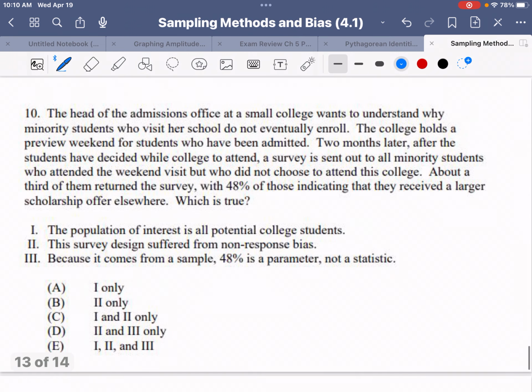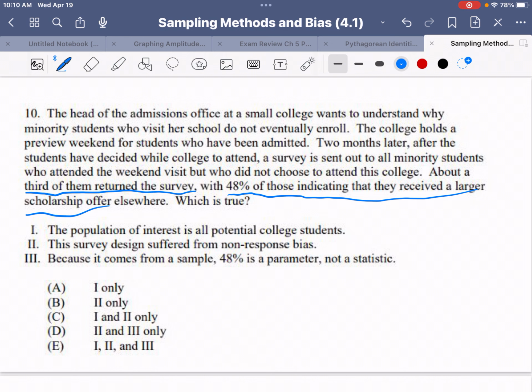The head of the admissions office at a small college wants to understand why minority students who visit her school do not eventually enroll. The college holds a preview weekend for students who have been admitted. 2 months later, after the students have decided which college to attend, a survey is sent out to all minority students who attended the weekend visit but who did not choose to attend. About a third of them return the survey. 48% of those indicating they received a larger scholarship offer. Which of the following is true?